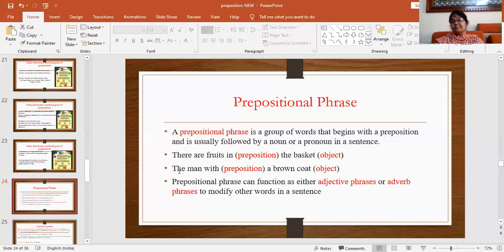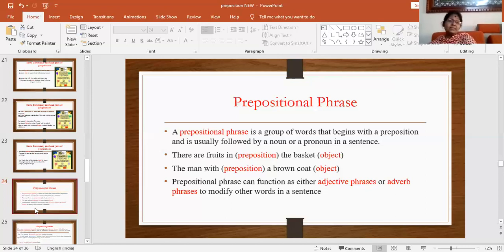Similarly, look at the second sentence. The man with a brown coat. With is a preposition and a brown coat is the object. So, with a brown coat is our prepositional phrase. Now, prepositional phrases are of two types. They are adjective phrases or adverb phrases that we use to modify other words in a sentence.